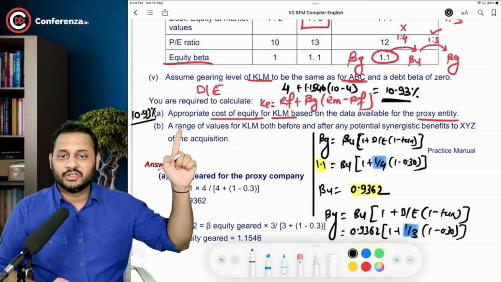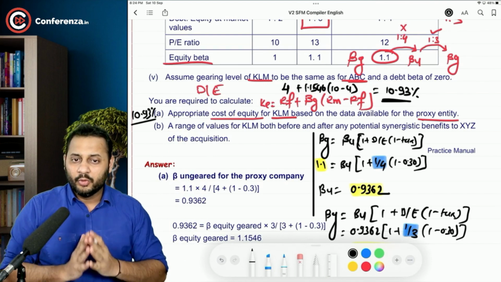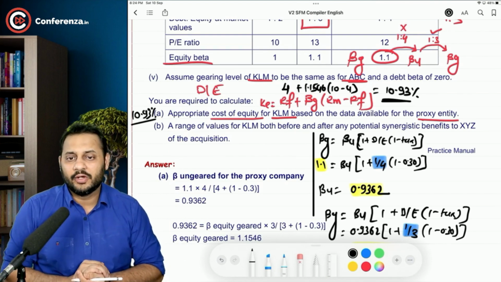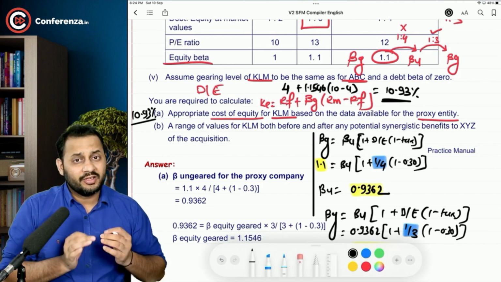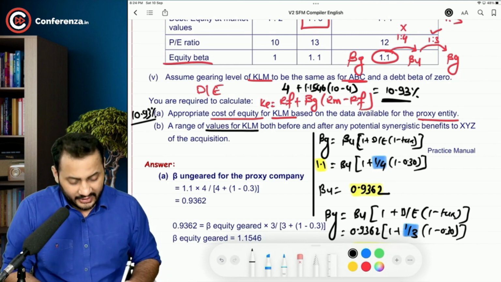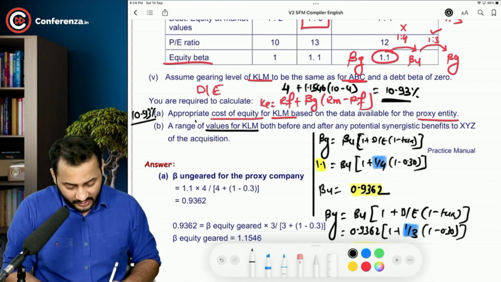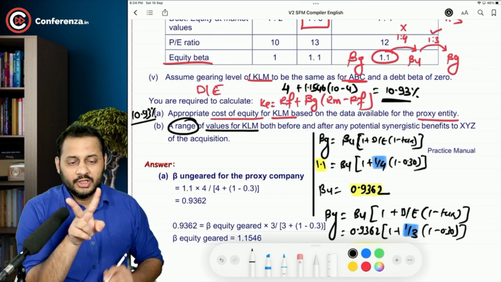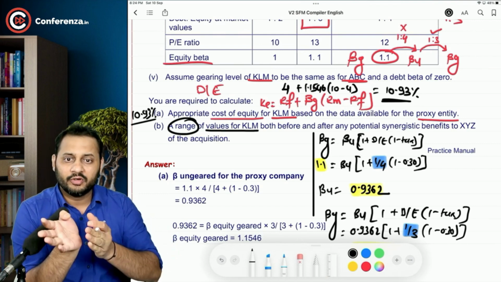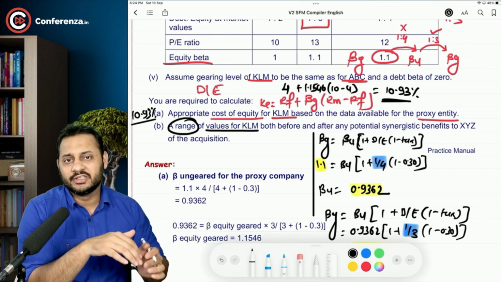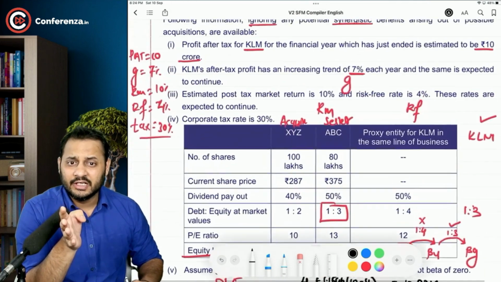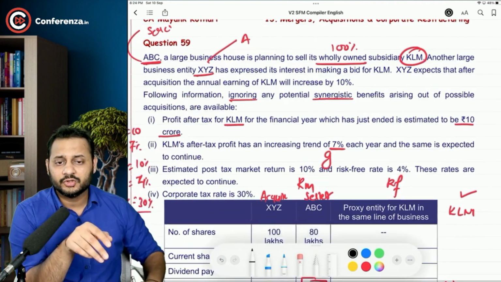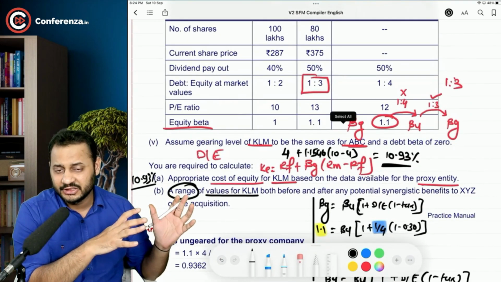Now, a range of values for KLM, both before and after any potential synergistic benefit to XYZ of the acquisition. What the question is asking us to calculate is the value of KLM, first of all, and then the range. That means there will be two different bases that we have to use. So two values of KLM before synergy and two values after synergy. After synergy is very easy. You have to just add 10% to the annual earning. That's it. So let's first focus on the before synergy benefits.